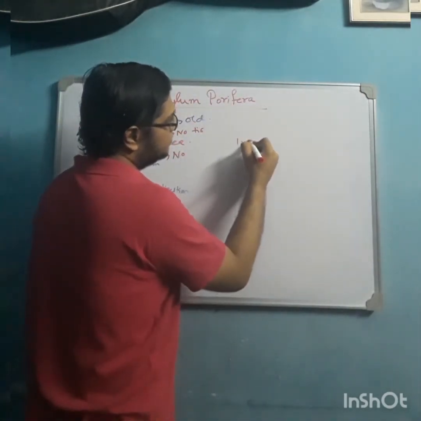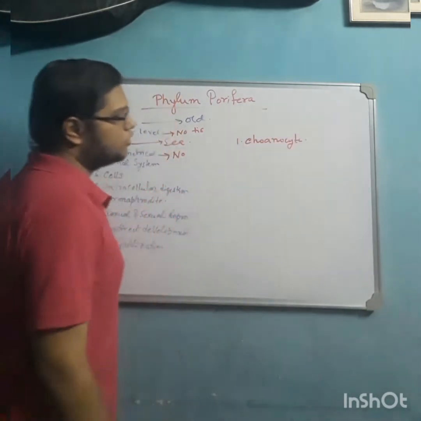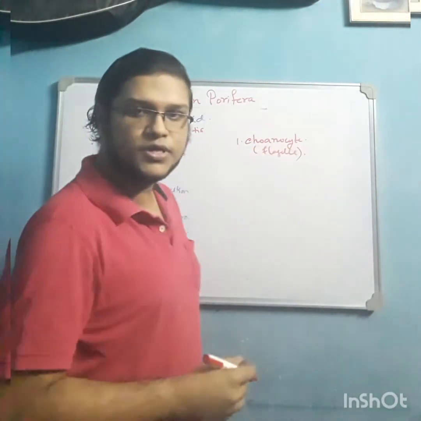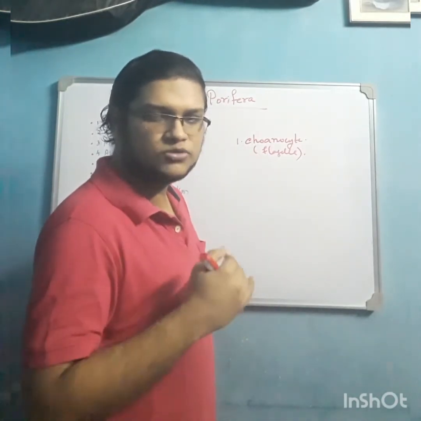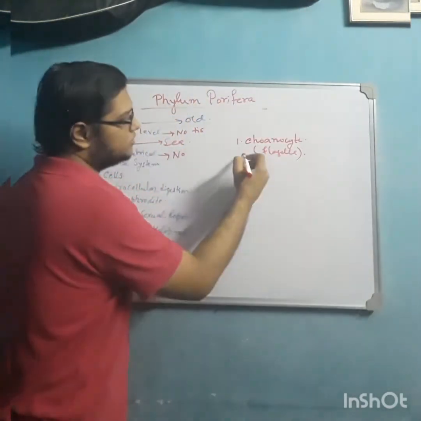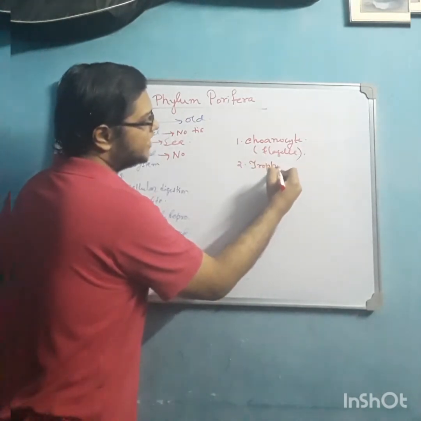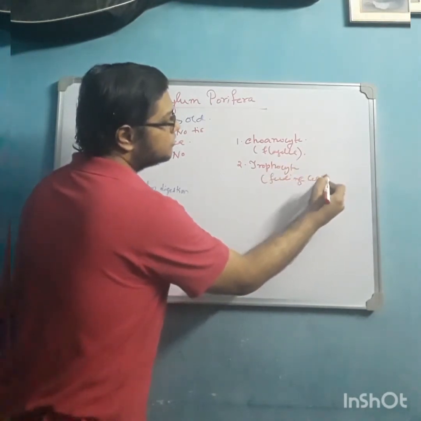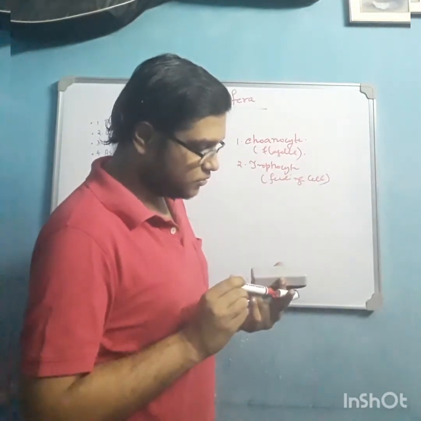Number 1, guanocyte cell. Guanocyte cell has flagella, so it can help in making water current or removing something from inside to outside of the body. So it is a flagellated cell. Next is trophocyte. These are feeding cells, that help in nutrition. Feeding cell of phylum Porifera.